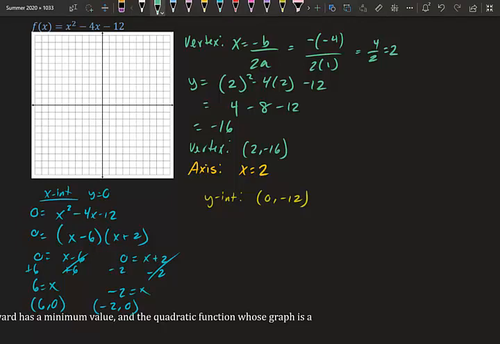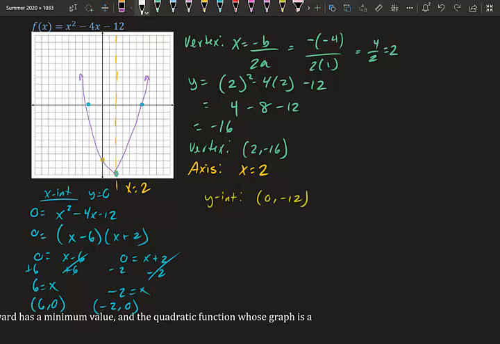We have 2, negative 16, so I'll say that's all the way down here. We have our axis of symmetry, our y-intercept of 0, negative 12. So we'll say it's just here. Negative 12 is about there. Then we have our x-intercept of 6, 0, and negative 2, 0. And as best as you can, connect those dots.